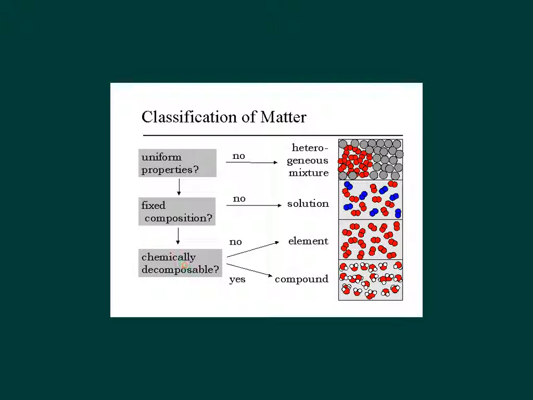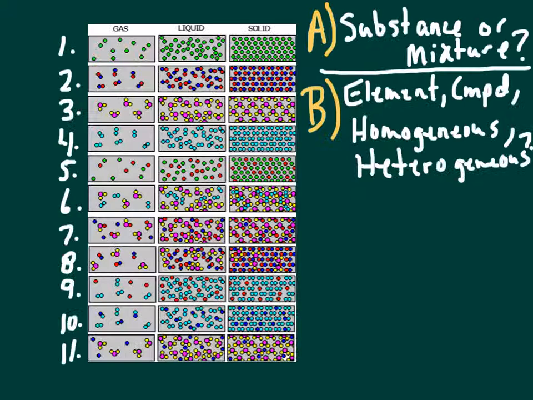Is it chemically decomposable? Can it break down is what that's asking. So if it's uniform, it has a fixed composition the way it has to be chemically, but can it break down? If it can't break down, it has to be an element. And I don't really care for this picture that's on here. I would rather see single dots on there. And if it can break down, then it has to be a compound. And so you can see that there are different colors that are joined together on that.